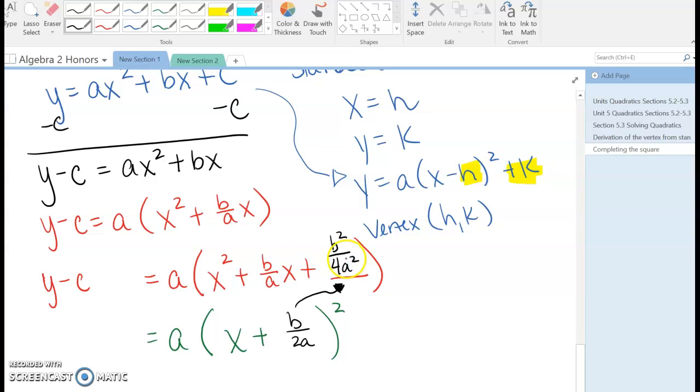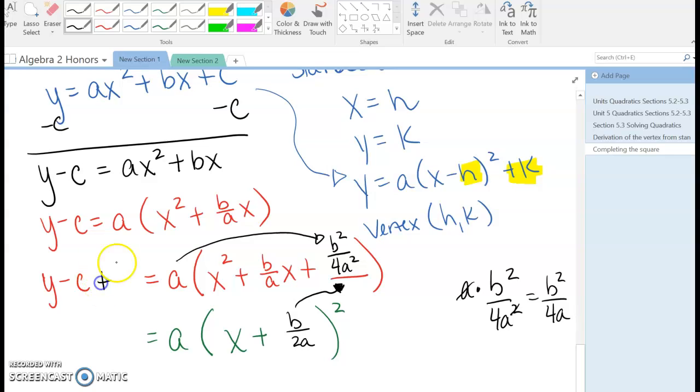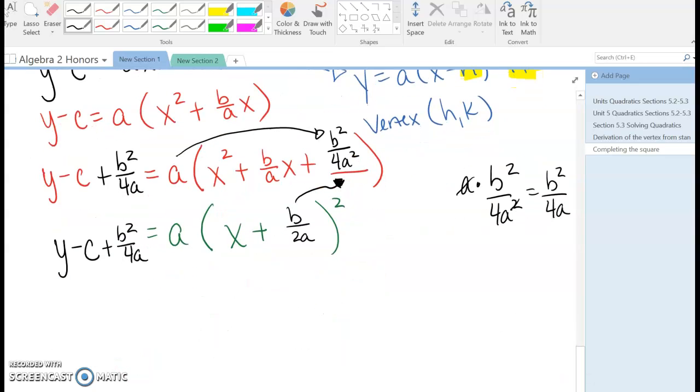Now, technically, what I did was I added this quantity on the right-hand side. The quantity a times b squared over 4a squared got added to the right-hand side. That simplifies to b squared over 4a, dividing those a's out. So I added the quantity b squared over 4a on the right-hand side. I need to make sure that I also add that quantity on the left-hand side. So right now I have y minus c plus b squared over 4a is equal to a times the quantity x plus b over 2a, squared.